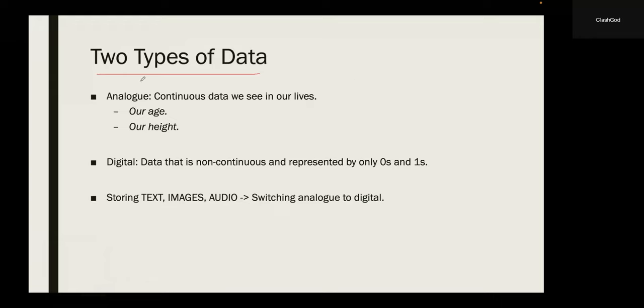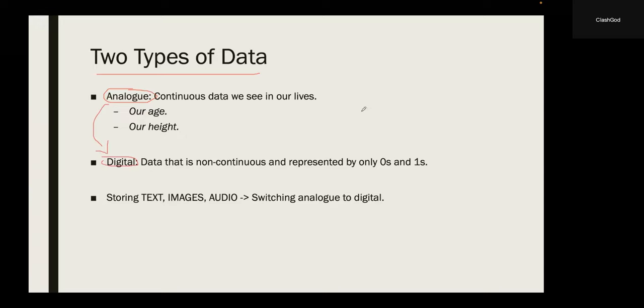and store them. Analog data is the data that we see in our everyday lives. So things that we use that are hard copies are called analog data. We want to switch this analog data into digital data, which can be stored in computer systems or computers. Everything that we see in our lives is called analog data, and we want to turn it into digital data in order to store it.